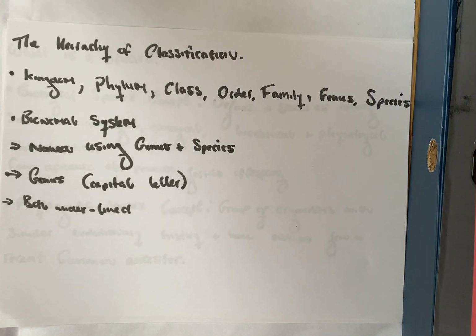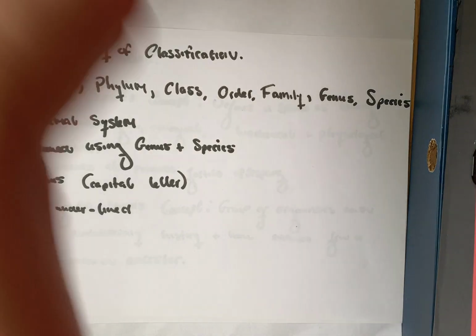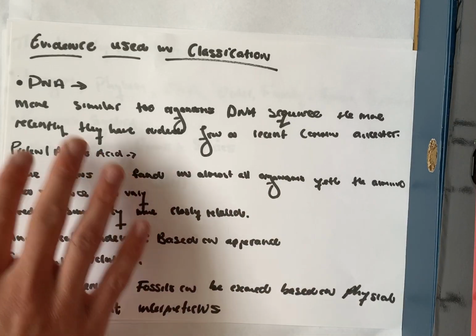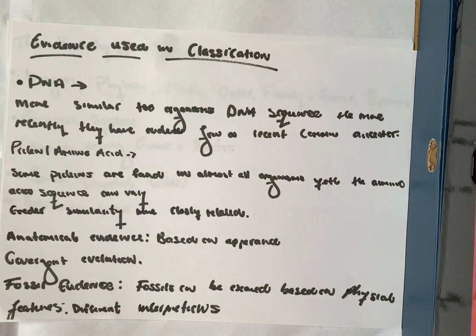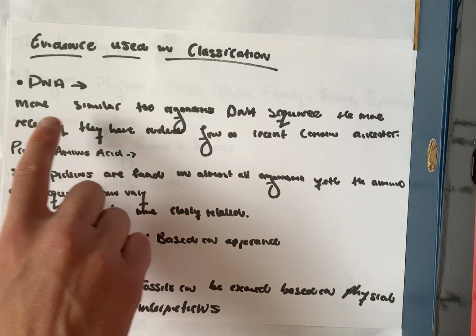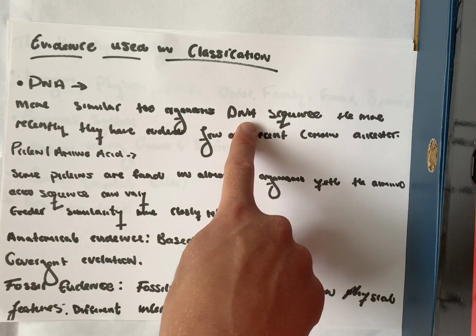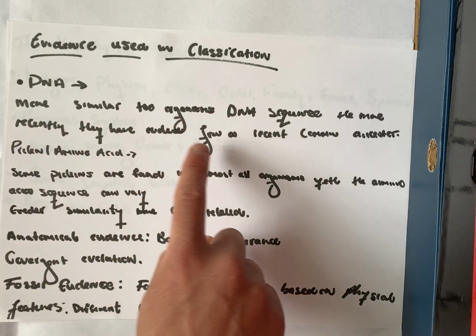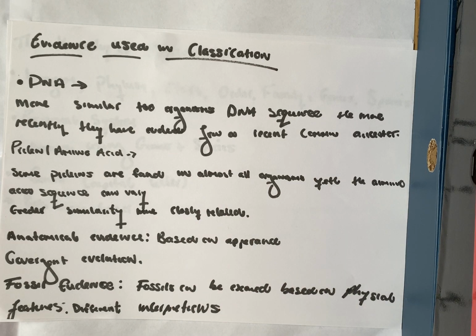So we're now going to look at the evidence used in classification. Scientists can analyse the DNA and the nucleotide sequence of organisms. The more similar the two organisms' DNA sequence, the more recently they evolved from a recent common ancestor. And this helps to group species together because the genomes of over 100 animal species are now known. And this helps scientists to classify organisms with a high level of accuracy.